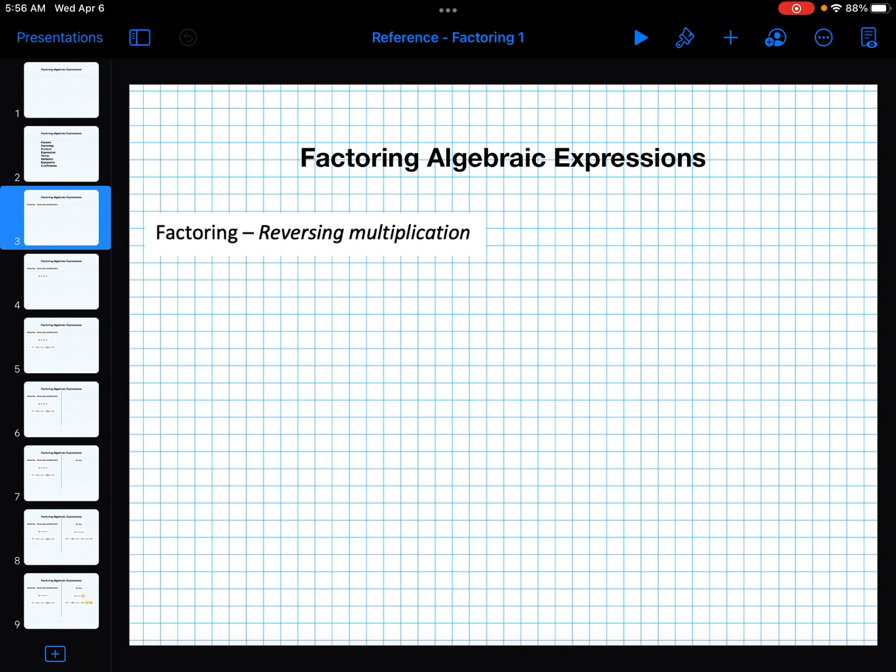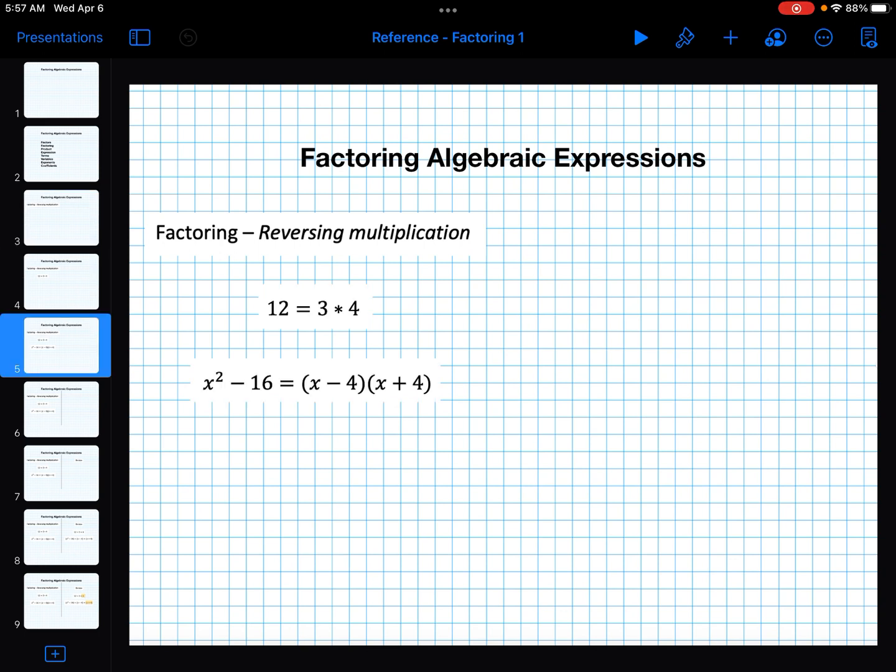Factoring means reversing multiplication. So you're starting out with the end result of the product and you're going backwards to figure out what you multiplied together to get that product. It's not quite the same as division. Here you see two examples of beginning with the product 12 or the expression x squared minus 16, and then we go backwards and figure out what we multiplied together to get those things.